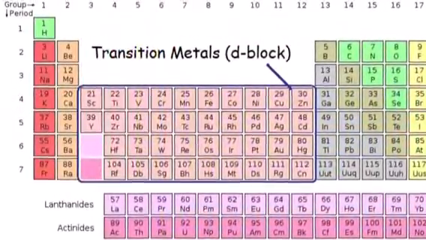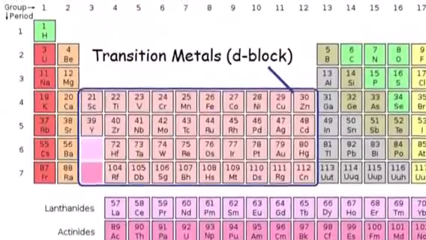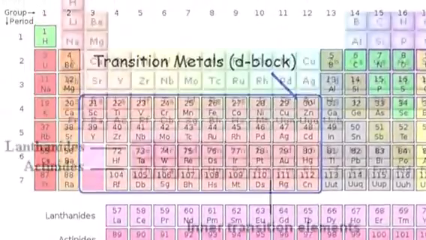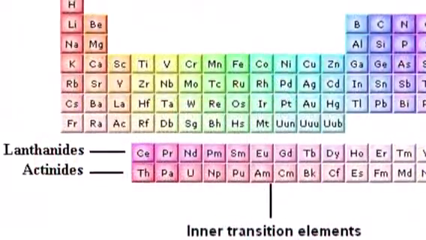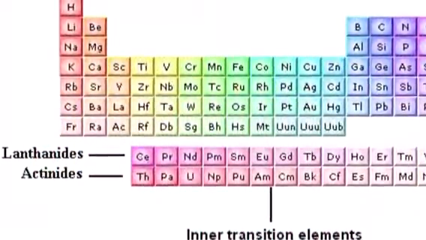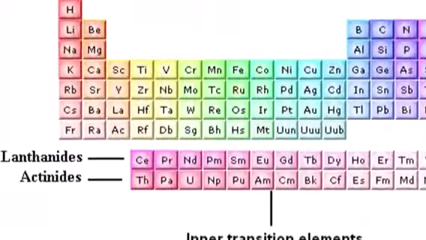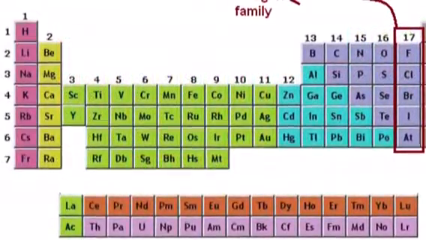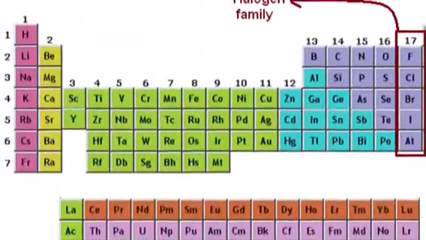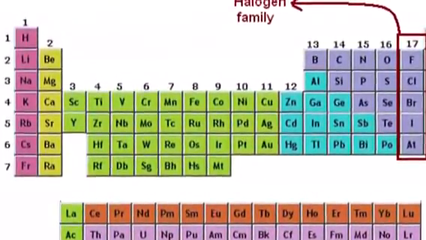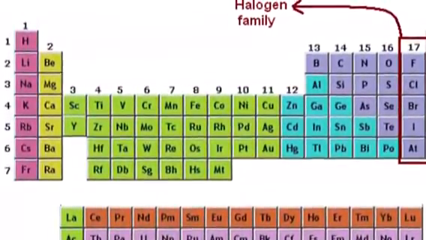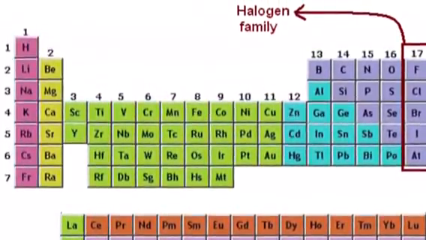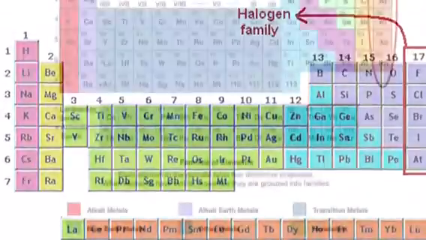Transition metals are any element in the D block of the periodic table, which include groups 3 through 12 on the periodic table. The inner transition metals are the 30 elements of the lanthanides and actinides series, which are the subseries of the transition metals. Halogens are a group in the periodic table consisting of 5 chemically related elements: fluorine, chlorine, bromine, iodine, and astatine, and the artificially created element 117.